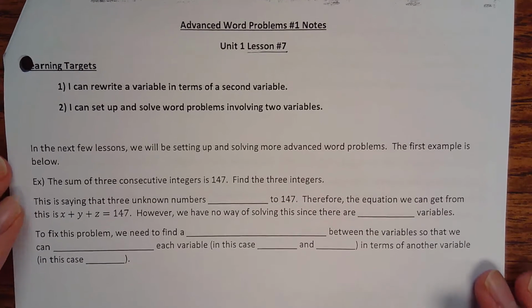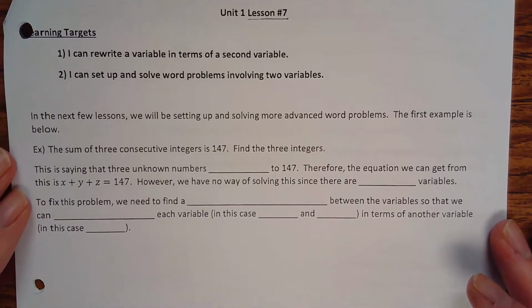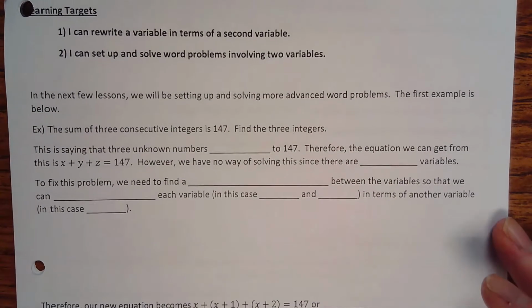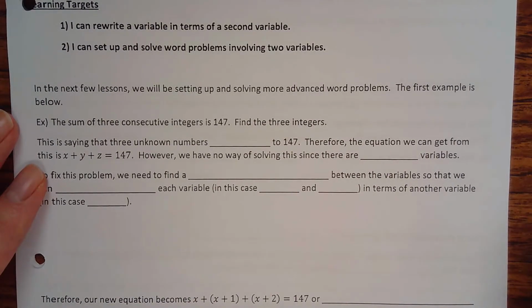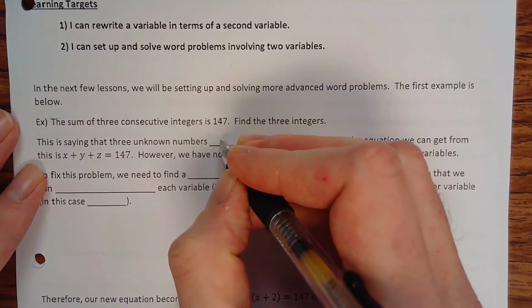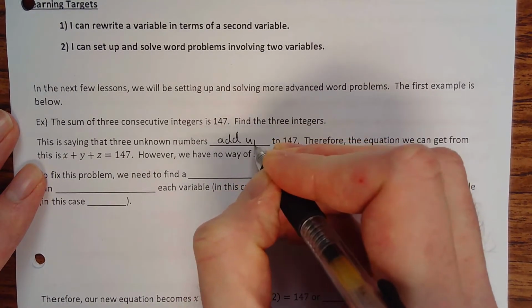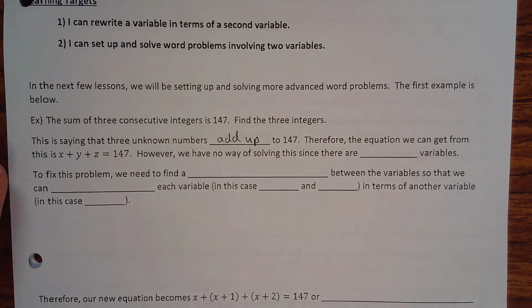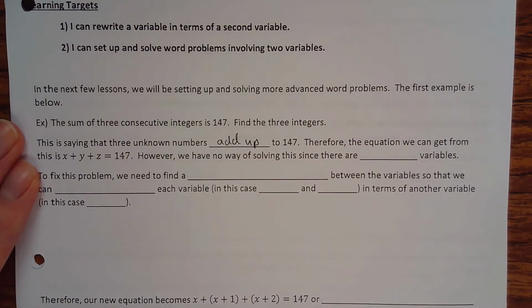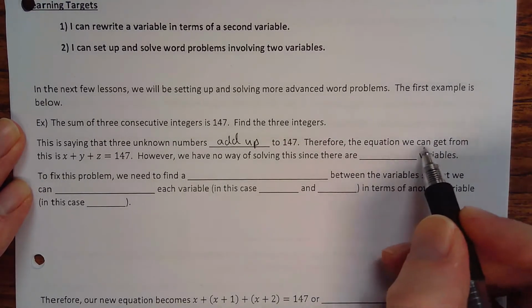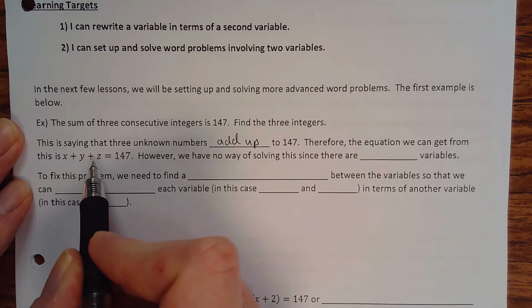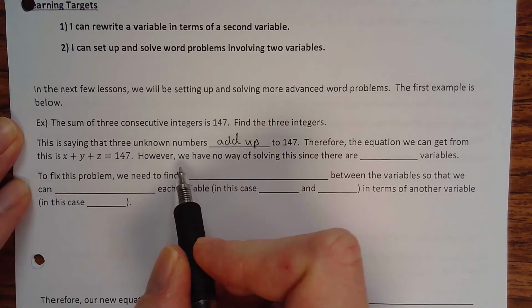The first example is below. The sum of 3 consecutive integers is 147. Find those 3. So this is saying that there are 3 unknown numbers that add up to 147. And they can't be the same numbers. We don't want to just divide by 3. That'll give you one number, but we want to find all of them. So the equation we get from this is the first number x plus the second number y plus the third number z equals 147.